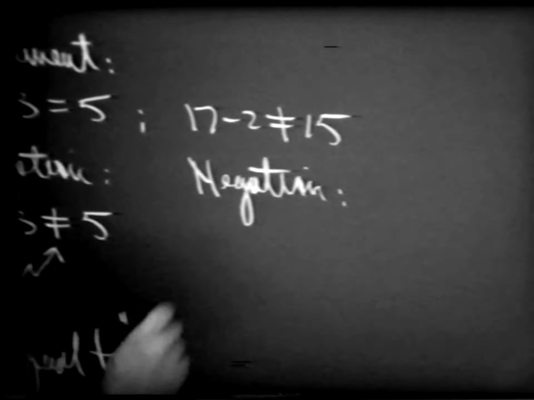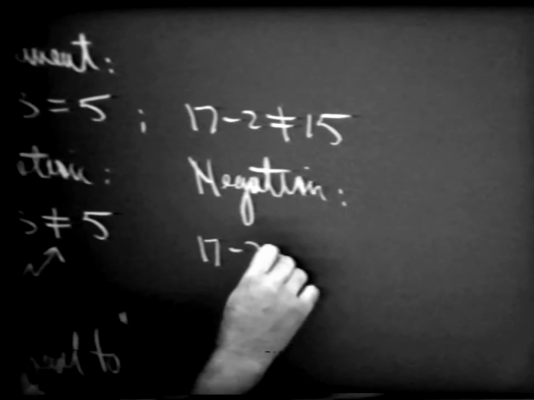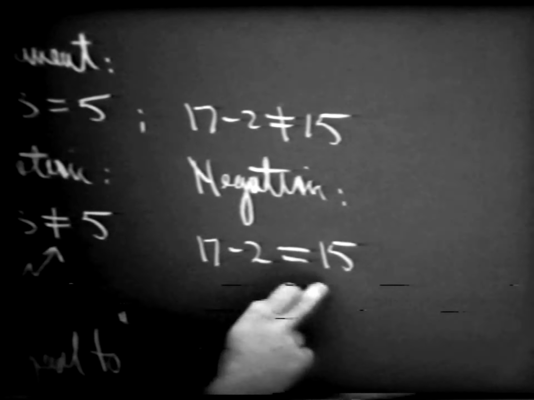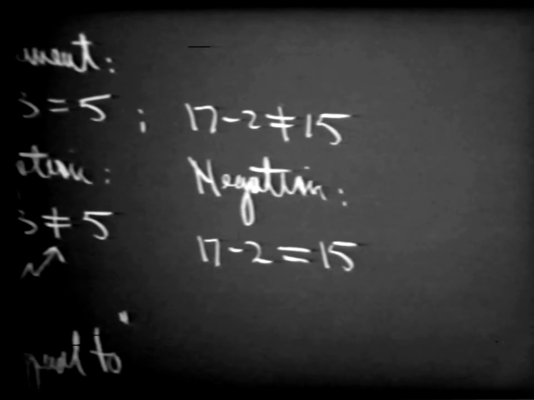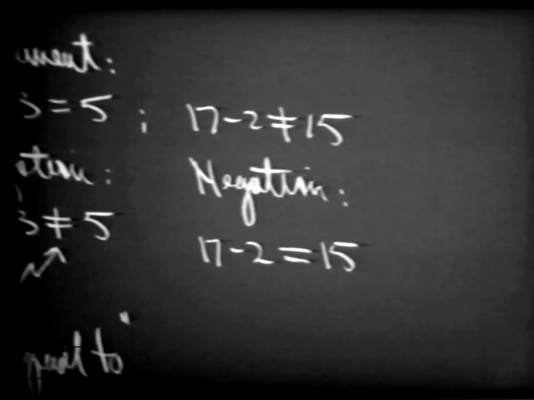Tom said 17 minus 2 is equal to 15 would be its negation. Is that right? Okay. Well, from this idea of a negation, I think what we can do is to perhaps look at one or two other ideas.